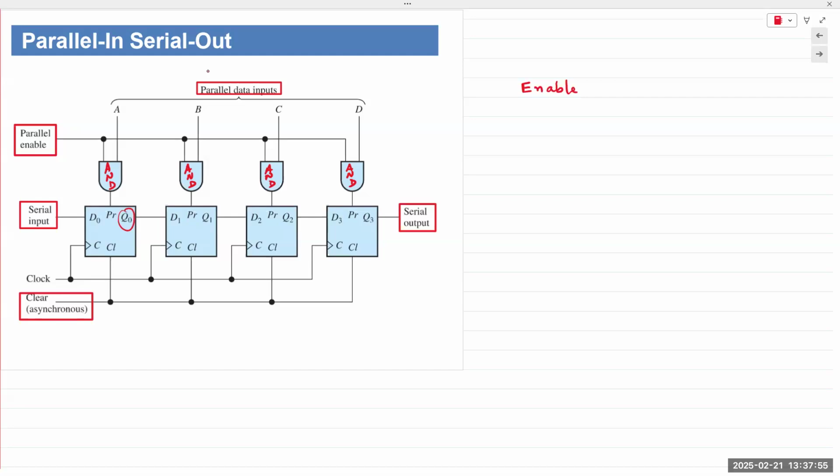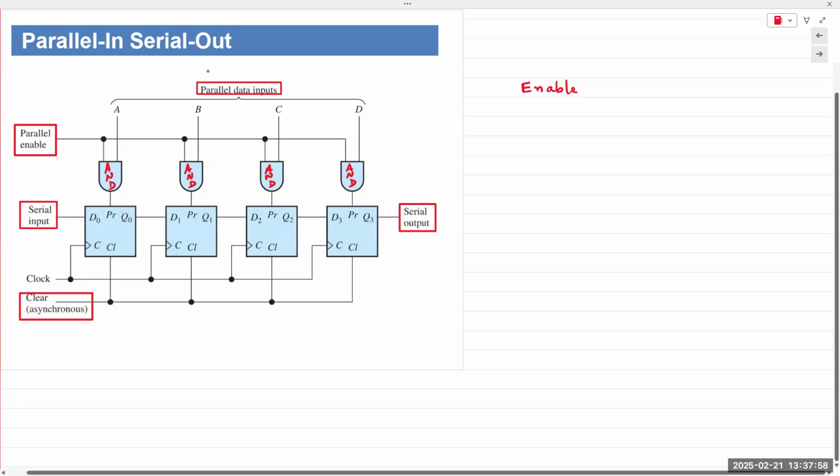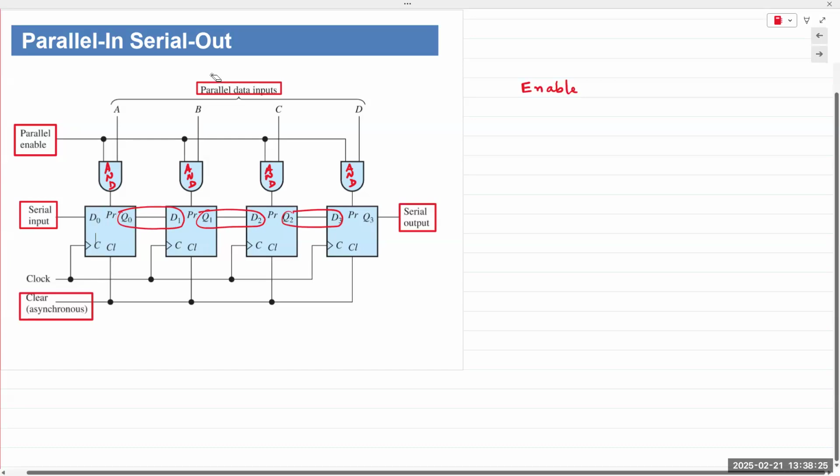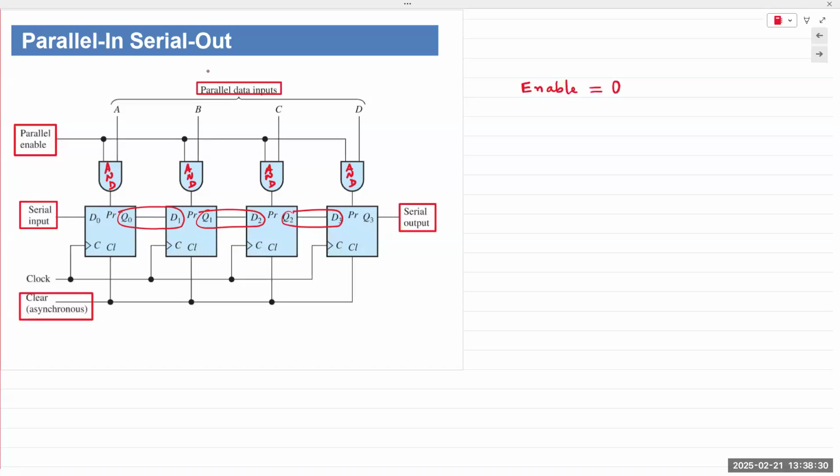All right. Output of each is fed as input to the next. So we have serial connections right here. And the AND gates are all connected to the preset button of each D flip-flop. Okay. The AND gate output is connected to the preset button, which is right there. When the preset goes high, the output of each flip-flop is set to 1. Let's look at the AND gate. For an AND gate, what happens when one of the inputs is equal to 0? What's the output?